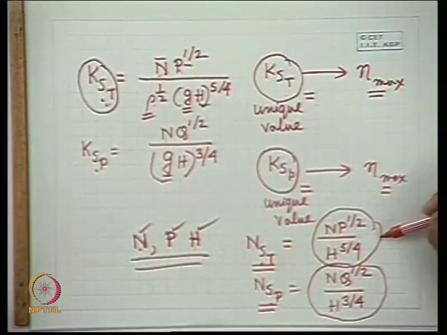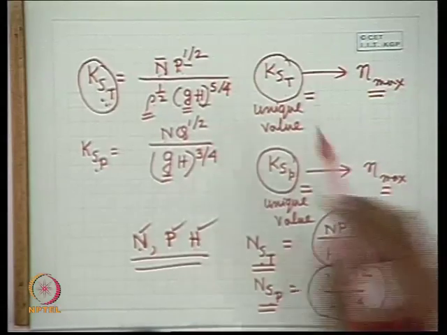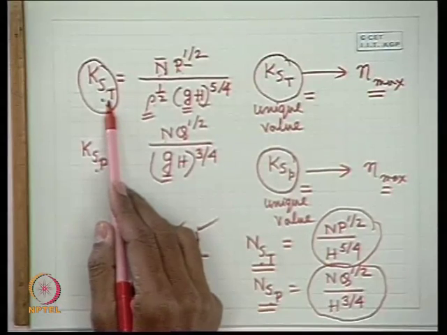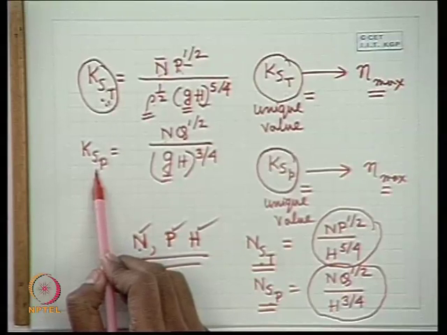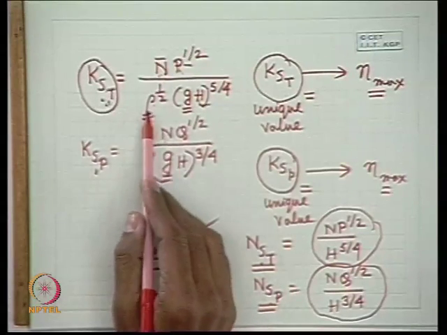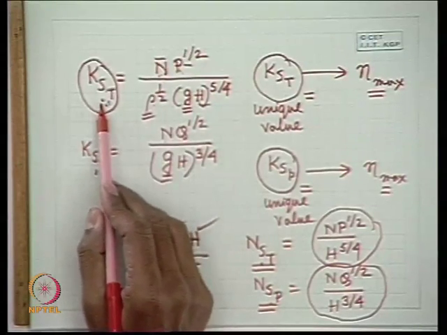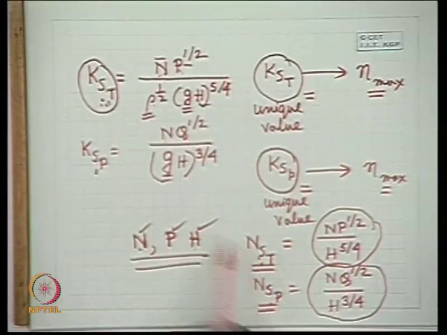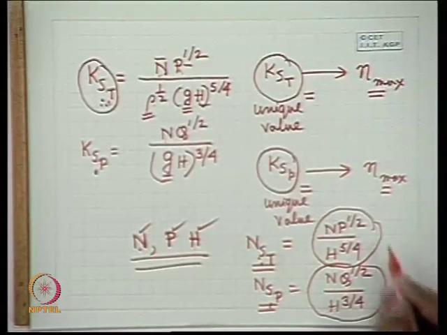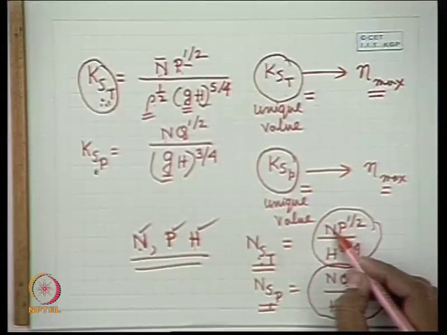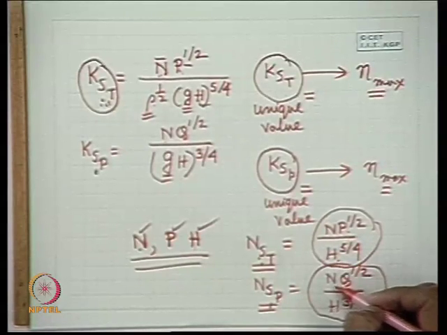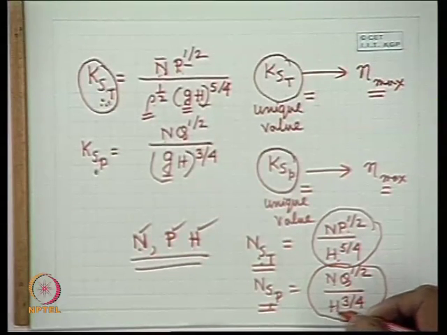Nevertheless, they refer to similarity condition, because the constancy of KST, which refers to similarity condition, or constancy in KSP, which refers to similarity condition, is not violated, since rho and g are constant. That means constancy in KST means constancy in NST, and constancy in KSP means the constancy in NSP. But they are the dimensional specific speed. That means they have their dimension, depending upon the dimensions of N, P and H, here dimension of N, Q and H.